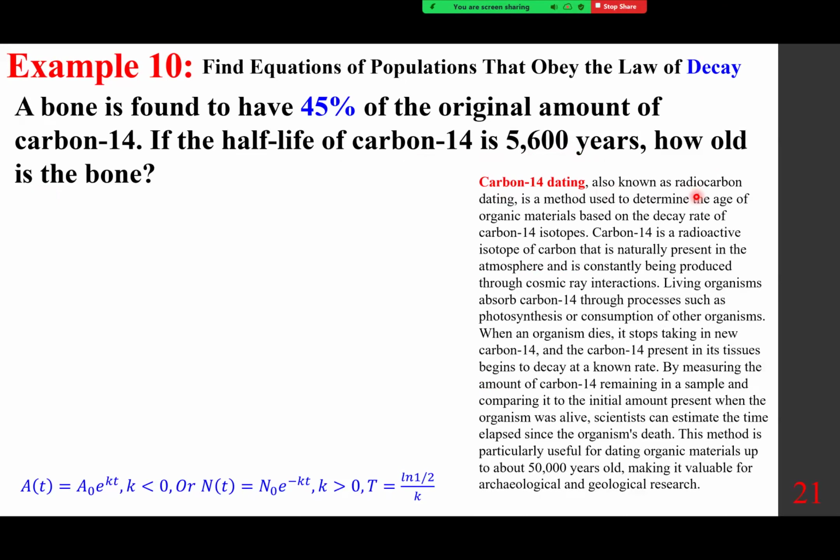Also known as radiocarbon dating, it is a method used to determine the age of organic materials based on the decay rate of the carbon-14 isotope. Carbon-14 is a radioactive isotope of carbon that is naturally present in the atmosphere and is constantly being produced through cosmic ray interactions. Living organisms absorb carbon-14, we breathe it in essence, through processes such as photosynthesis or consumption of other organisms.